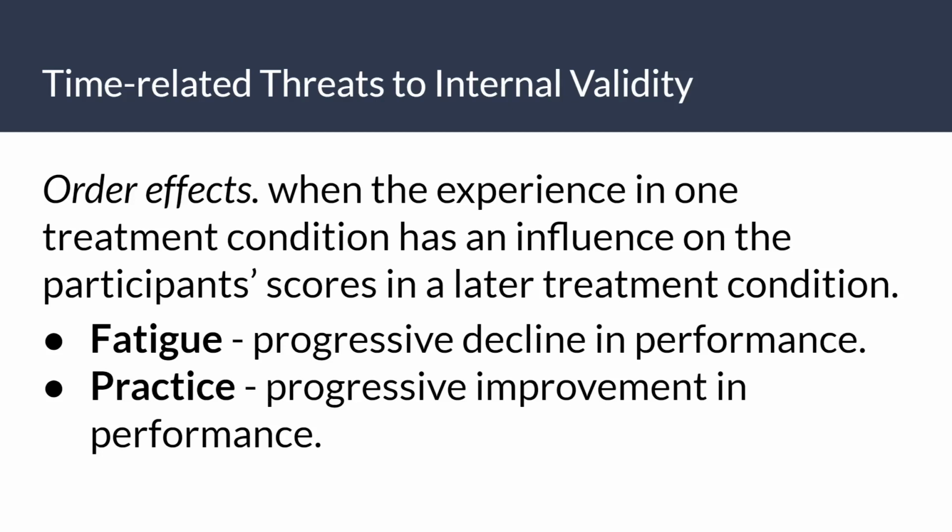The high scores cannot be attributed to the type of book that was used, but rather because the way that the manipulations are ordered, they are now carrying over to other manipulations. So the more books that you read, the more intelligent that you become. That's why sometimes we also have to change the order of our manipulations so that the changes in scores will not be explained by order effects. And what are the examples of order effects?